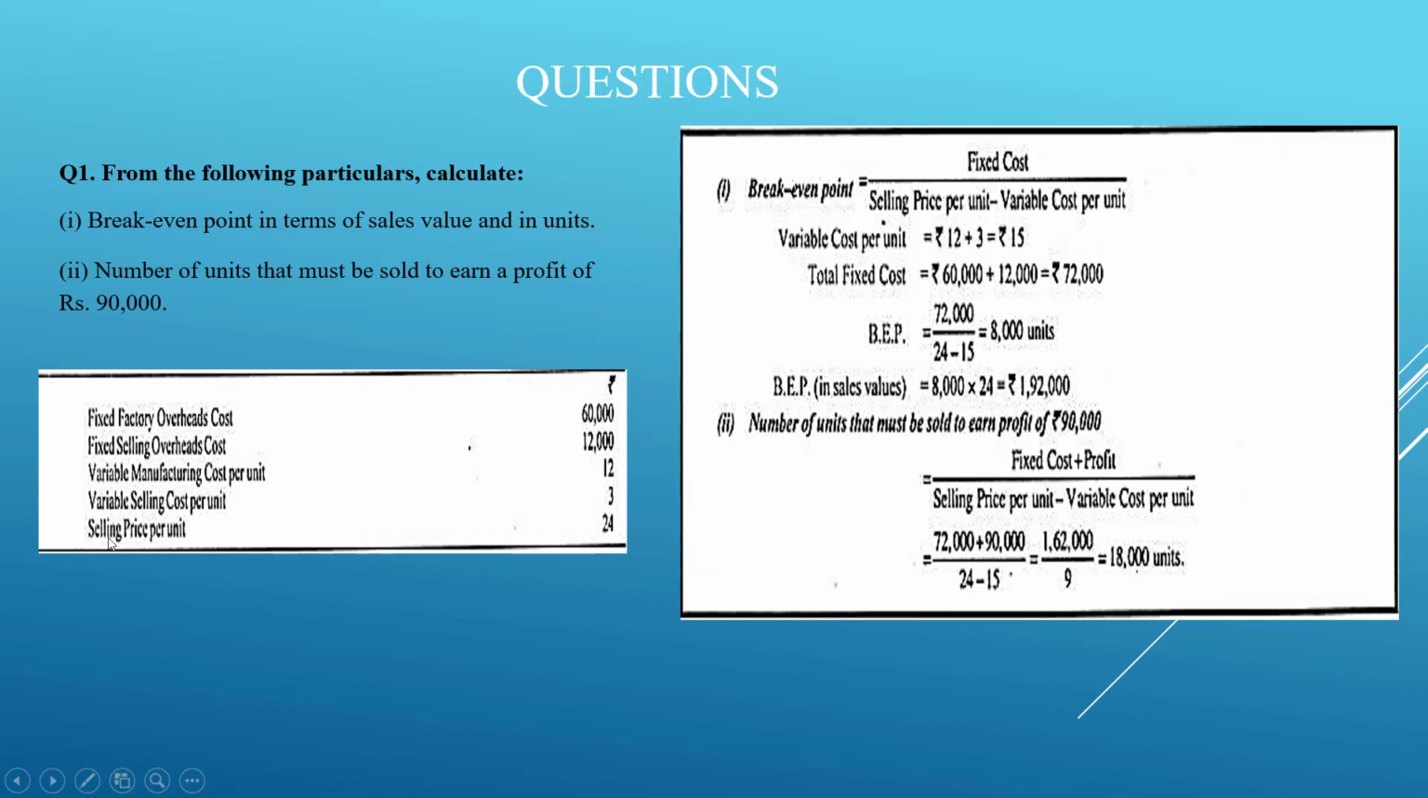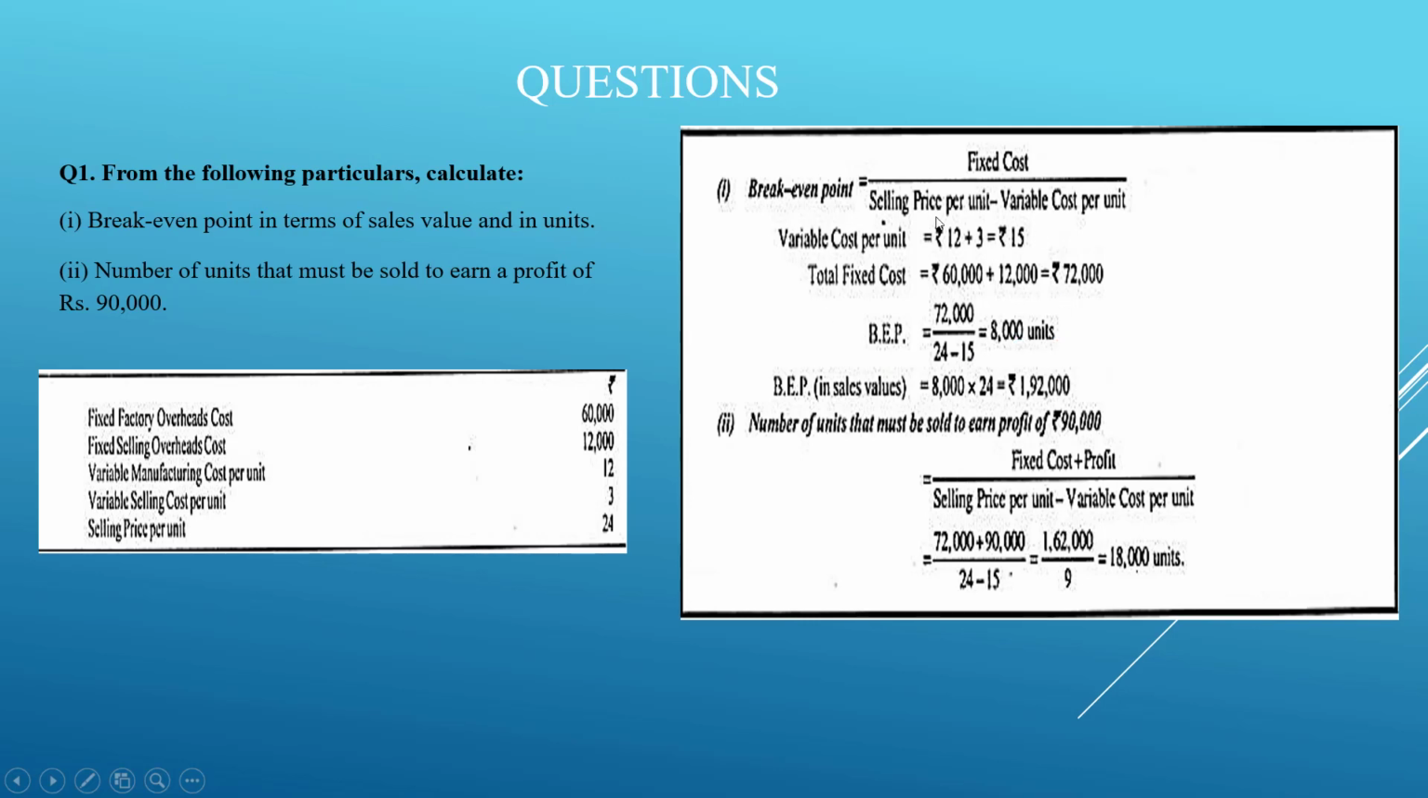Selling price per unit. Now, selling price per unit, only one is given here. Selling price per unit is 24, right? Variable was 2. Fixed was 2, right? But selling price was only 1. So, we will put selling price per unit as 24 minus variable cost, how much is it? 12 plus 3, 15. Here we calculated it already. Okay. So, 15. So, we'll put it in the formula now. Fixed cost was 72,000 here, divided by 24 minus 15. After calculating this, you are getting 8,000 units.